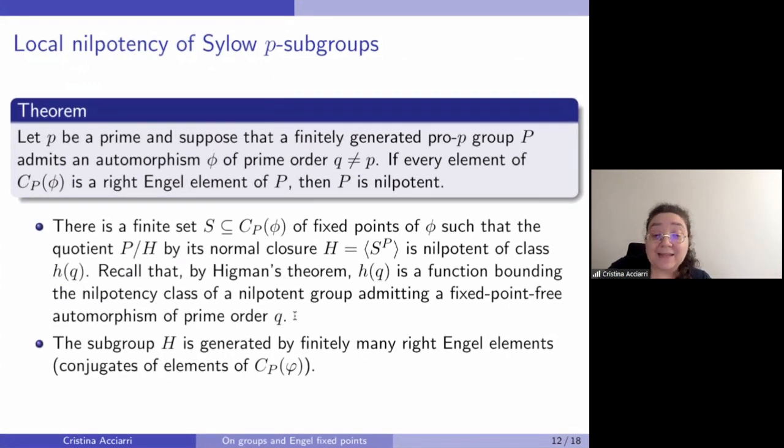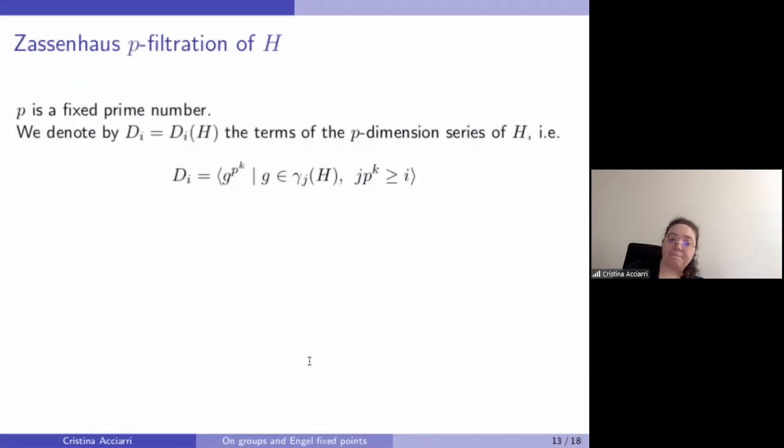Well, another important thing for us is the fact that the subgroup H, as defined, is generated by finitely many right Engel elements. This comes, again, from the assumption on the fixed point subgroups and other technical details that I will skip. But essentially, we can choose this finite set among conjugates of elements in the fixed point set. Well, so now we are concentrating on H.